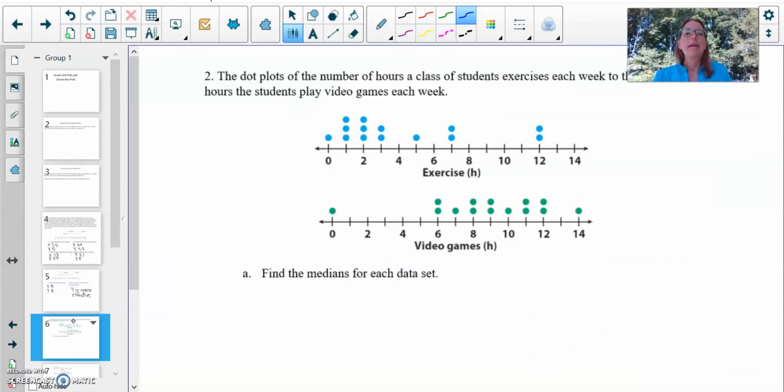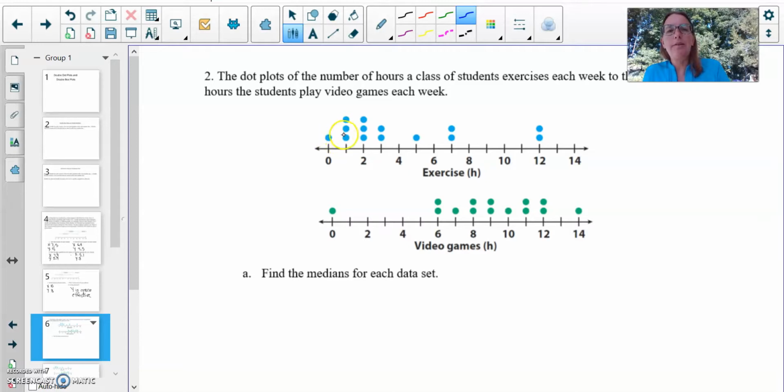Okay. The dot plots of the number of hours a class of students exercise each week and the number of hours the students play video games each week are shown below. Find the median for each data set. Okay, so median, remember, is the middle value.